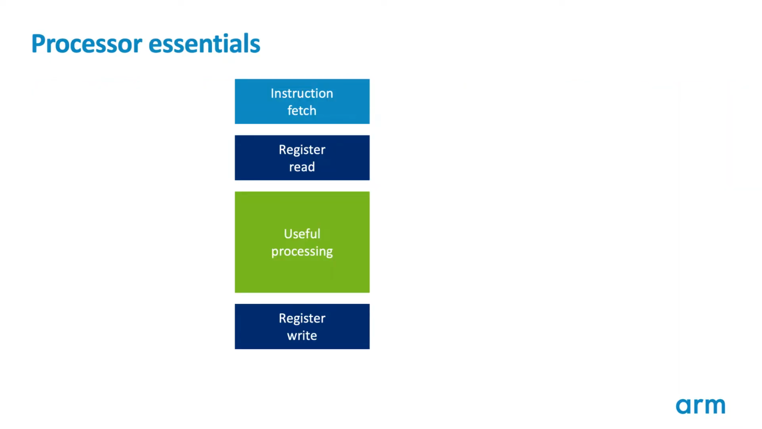This diagram shows the bare essentials that every processor must have. There must be some form of instruction fetch, which loads the instructions that tell the hardware what processing needs doing. There must be some form of register storage to hold the current working set of the program. There must be a processing pipeline which actually performs the arithmetic and logic computation needed.